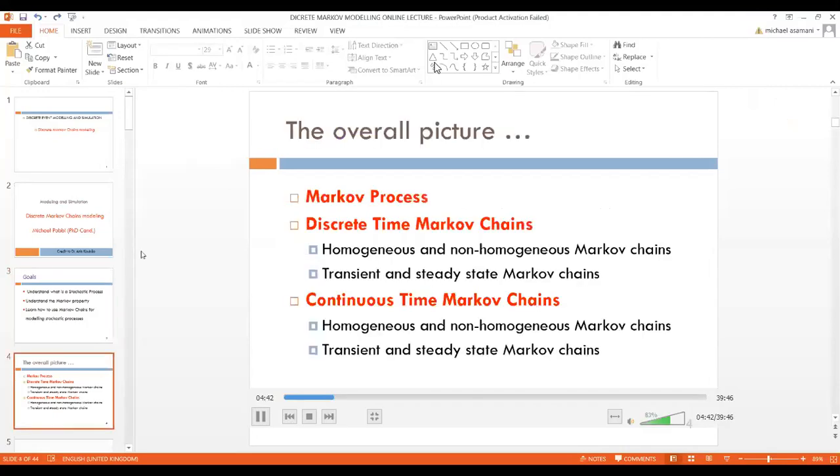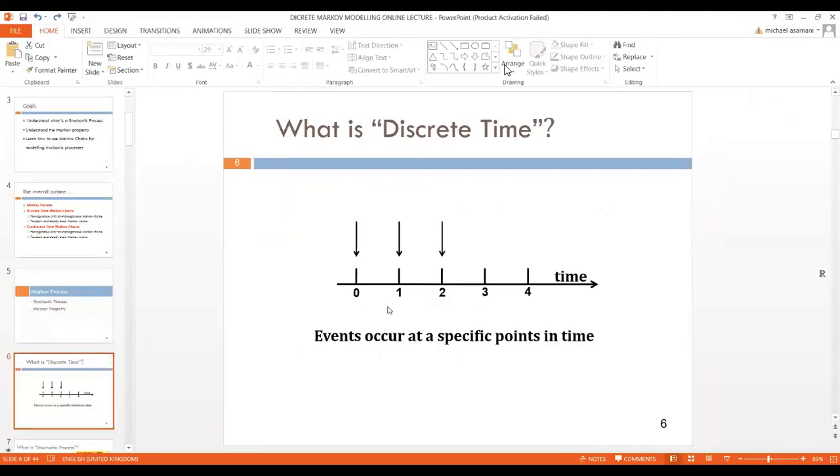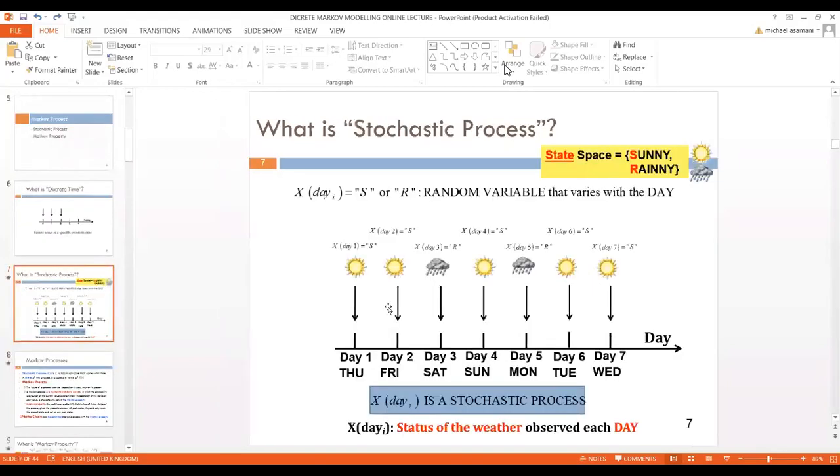So what is a Markov process? We looked at a Markov process the last time. We said we can have two types of Markov processes. We can have the DTMC, that's discrete time Markov chains, and then continuous time Markov chains. Good. And we also looked at the time steps or the time intervals within which occurrences or arrivals occur in the discrete Markov modeling process. And then we looked at what a stochastic process is.